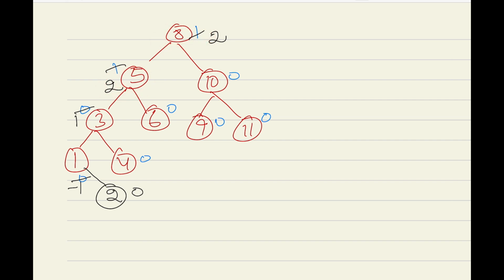So in this example, which one will be the critical node? To find the critical node, move towards the root from the newly inserted node 2, and first we find the unbalanced node 5. So in this scenario 5 is the critical node.